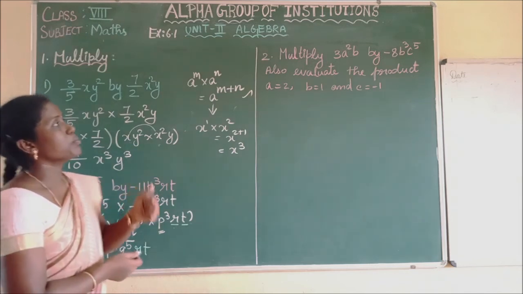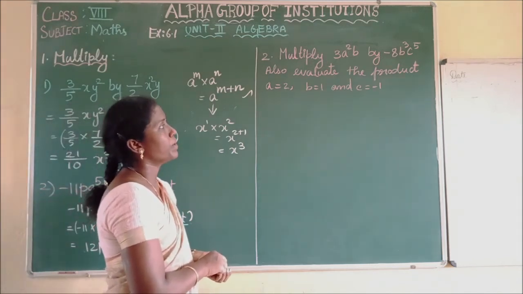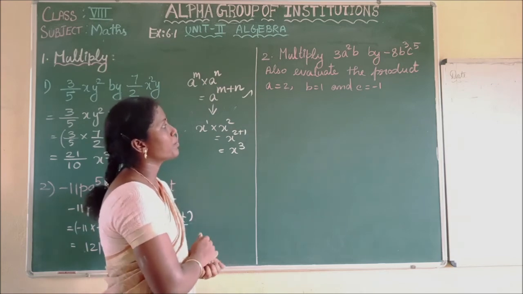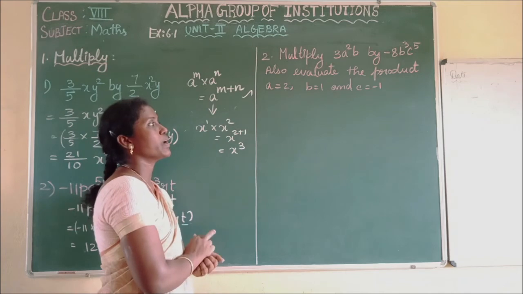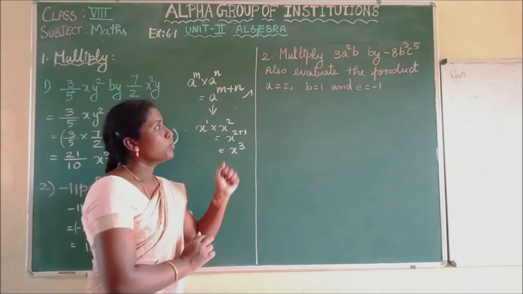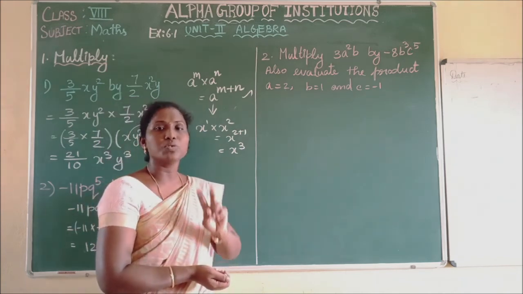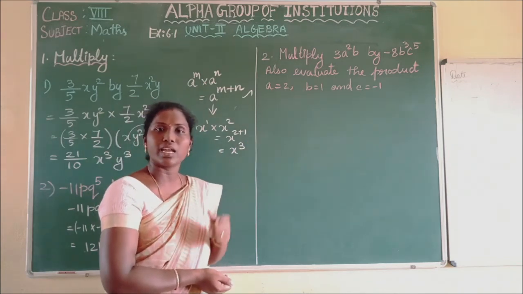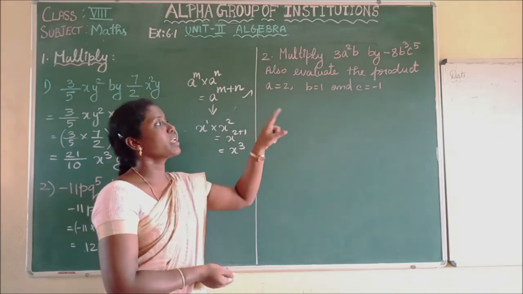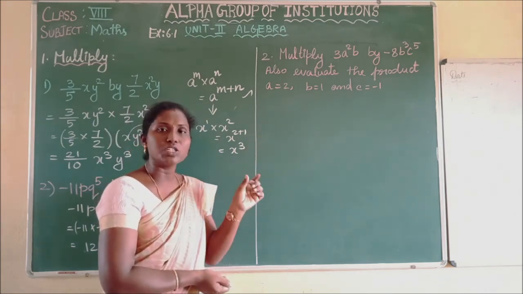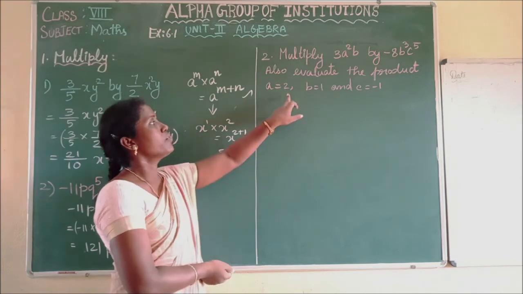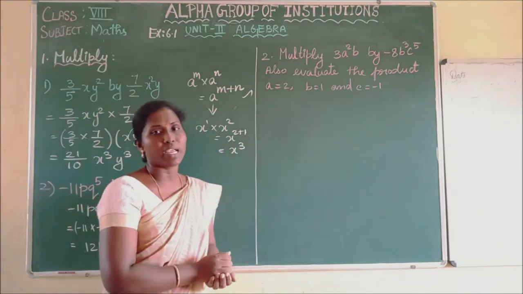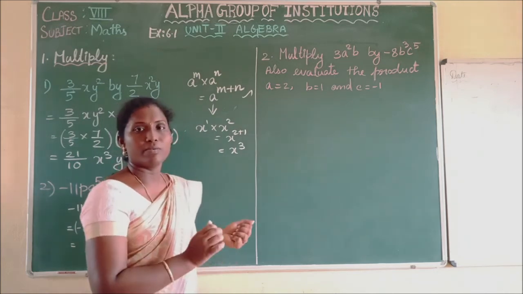See the second problem: multiply 3a square b by minus 8 b cube c power 5. Also evaluate the product for a equal to 2, b equal to 1 and c equal to minus 1. What is the question given there? They gave two monomials to multiply. We have to multiply and get the value. After that, we have to evaluate the product, that means the answer should be evaluated using the values a equal to 2, b equal to 1 and c equal to minus 1. Let us see what value we get.